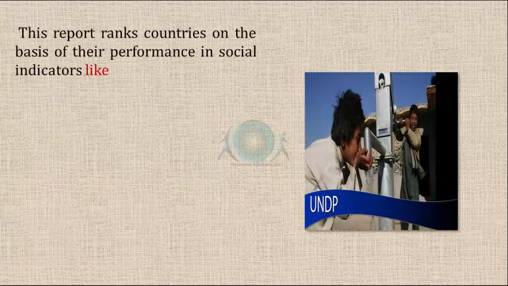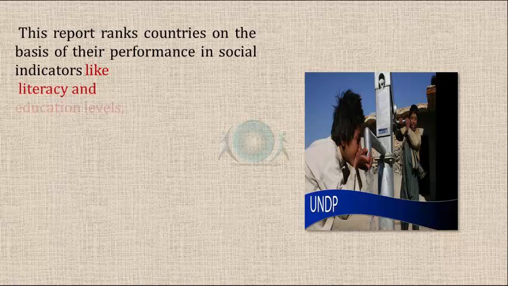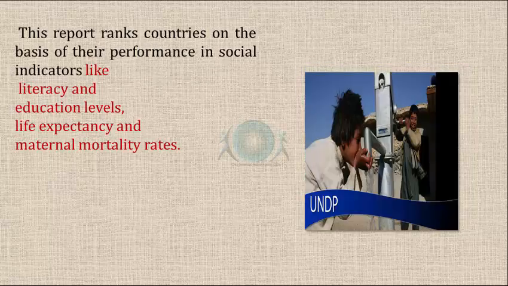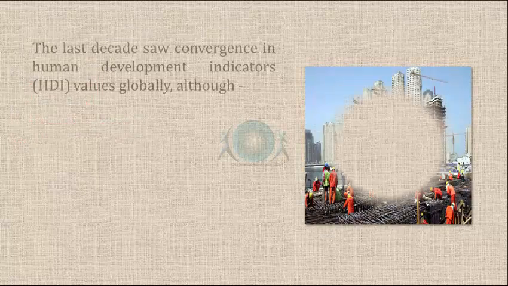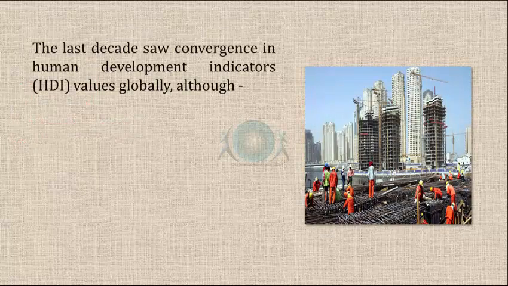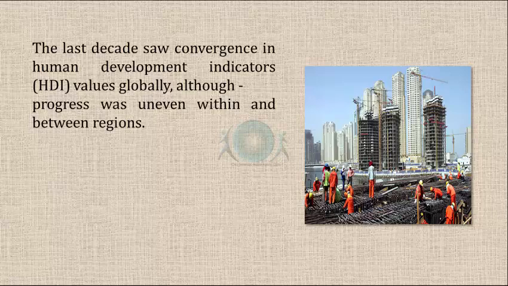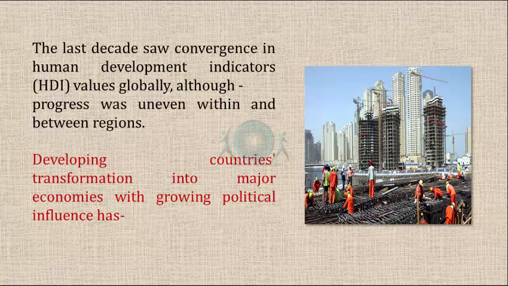This report ranks countries on the basis of their performance in social indicators like literacy, education levels, life expectancy, and maternal mortality rates. The last decade saw the convergence of Human Development Index, that is HDI, values globally, although progress was uneven within and between the regions. Developing countries' transformation into major economies with growing political influence has impacted human development progress.